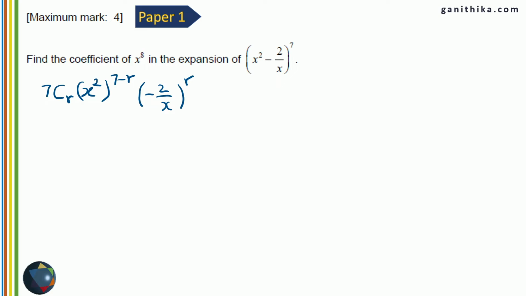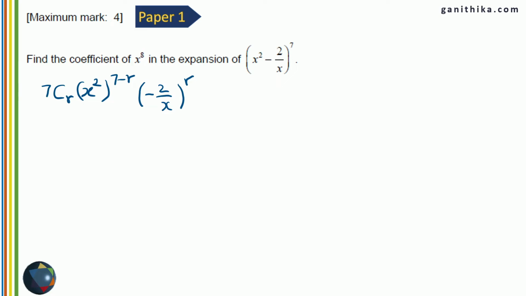And therefore you will use the general term formula. So the n is 7, so 7CR, x square is a, to the power of 7 minus r, so x square to the power of 7 minus r, and then you will have b to the power of r. In this case, you have to be careful here.